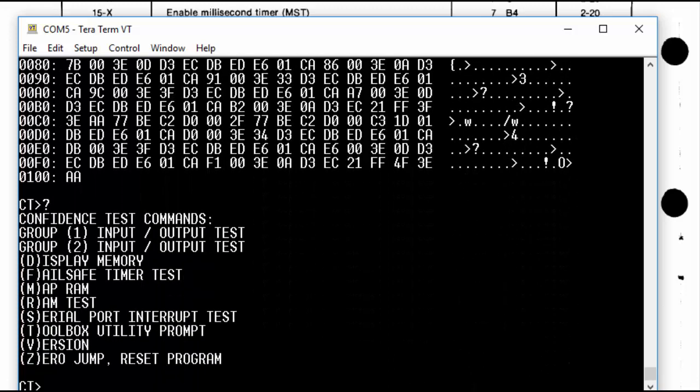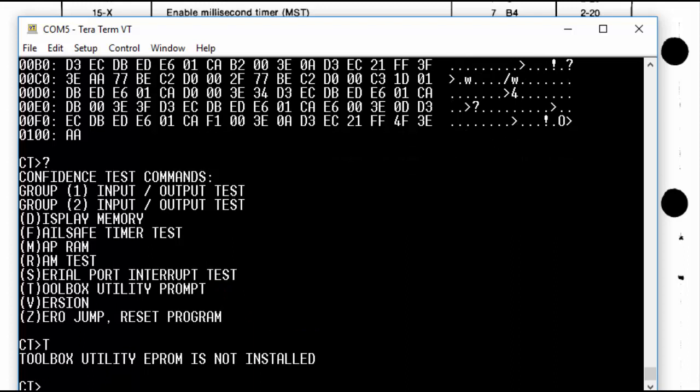We can do RAM test. We can do serial port interrupt test. Find out what version it is. We can do a reset. We can jump over into the toolbox ROM, but I don't have the toolbox installed right now, so I can't go to the toolbox. Basically, I have this confidence test split into two. This is the confidence test that I check a board and make sure everything is working okay. I also have a toolbox ROM, which gives me lots of little utilities that I have to just toggle address lines and so forth. And then I have more ROMs that are closer to monitors.